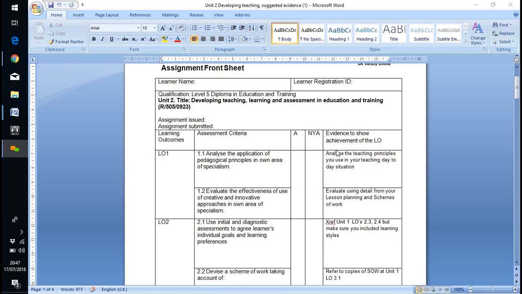It's looking at the teaching principles that you use in the day-to-day teaching situation. So, looking back at what I've said, theories and principles against feelings. Which part do you use most when you are using the principles by which you teach? Are they intuitive? Do they come from you, or do they come from what you've read and learned? Or is it a bit of both?